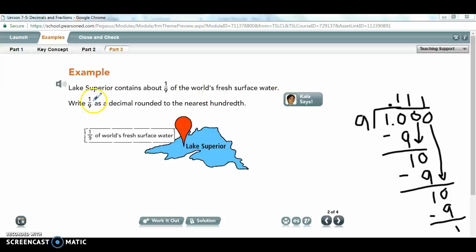So when it says write 1/9 as a decimal rounded to the nearest hundredth, I want to find my hundredths place value. So we have tenths, hundredths, thousandths. So this middle one is my hundredths place value. If this is the one that I'm rounding to, I want to look at the one after it. If it's 4 and below, this number stays the same. If it's 5 and above, this would round up. So since 1 is less than 5, this rounds to just 11 hundredths. And that would be our answer.